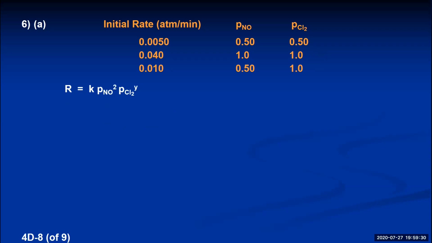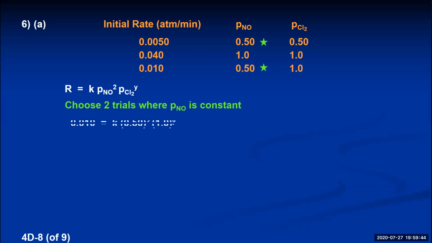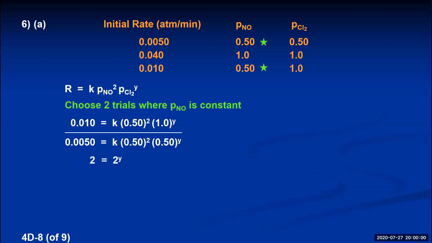So now the order of the nitrogen monoxide has been placed into the rate law. Let's calculate what Y is, and we're going to have to choose two trials where the pressure of NO stays constant. That would be the first and the third. And because the third trial has the higher initial rate, I'm going to plug the data from the third trial into the rate law first and divide it by the data from the first trial. On the left side of the equal sign, we get 2. The k's cancel out, the 0.50 squareds cancel out, and the final factor there on the right side becomes 2 to the y. So 2 equals 2 to the y must therefore equal 1, and so therefore the exponent for PCl2 has to be 1.